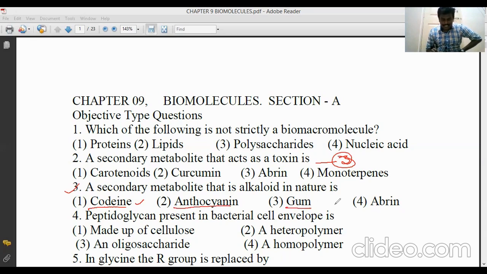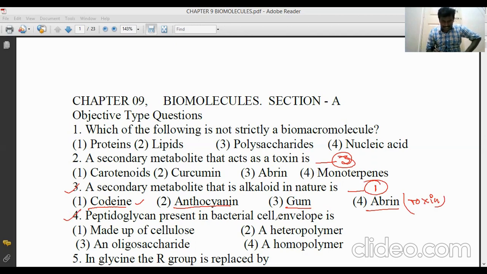Gum is a polymeric substance; it is not an alkaloid. Abrin is not an alkaloid; it is a toxin, which we discussed. So among these four, the third question's correct option is 1. Option 1 is correct. Next, come to the fourth question.